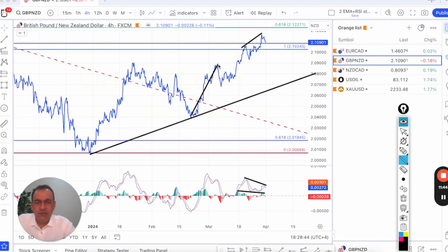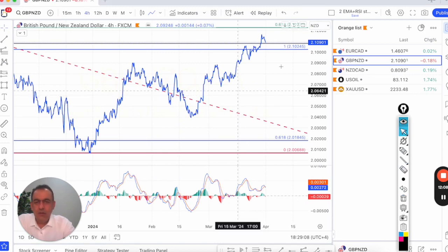So I'm expecting short-term bearish price action and then continuation to the higher level. So pound New Zealand should be bought on the dip, especially this is the area to get into the buy trades, 2.07 to 2.08, retest of the rising trend line and continuation in the upward direction.